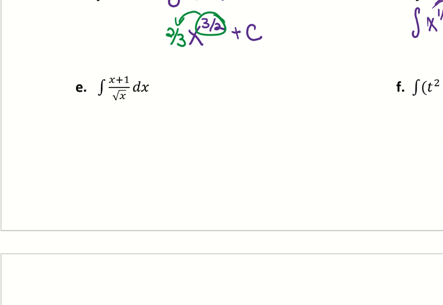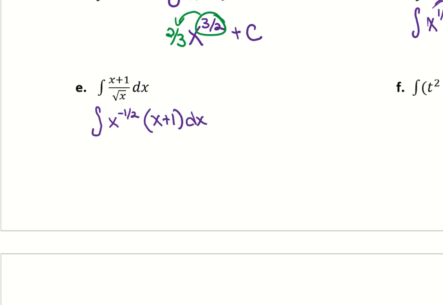All right, for this next one, the plan is to use rational exponents again to make our lives easier. So we're going to start by rewriting this as the integral, and then root x, we can write that as x to the negative 1/2 power. The 1/2 makes it a root, and the negative puts it in the denominator. And then we're going to multiply that by the x plus 1 in the numerator, dx.